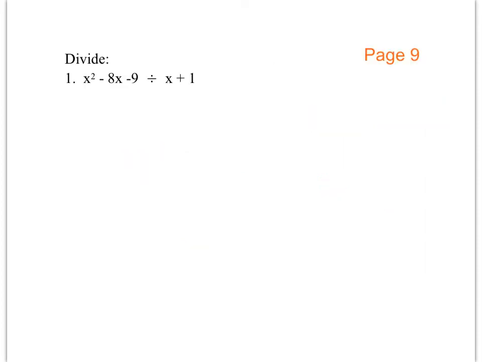Okay, we're going to divide now. We're going to do some polynomial division. So we're going to divide my dividend, x squared minus 8x minus 9, by my divisor, x plus 1. We're on page 9 in your packet, by the way. I'm going to put x plus 1 outside the house, build my house, and x squared minus 8x minus 9 is going to go inside the house.